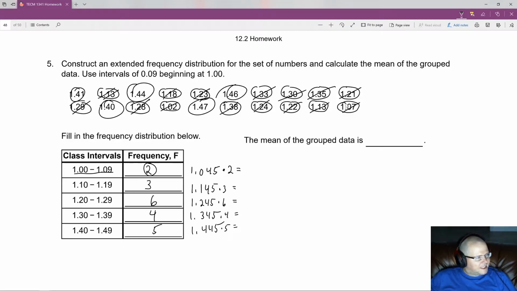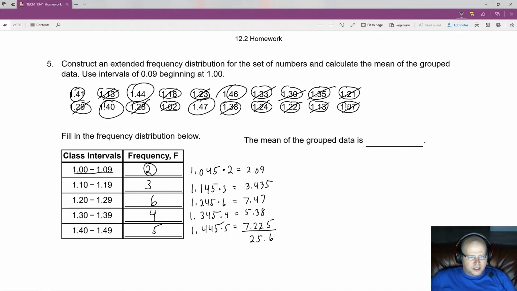Okay, now what that gives you is 2.09. It gives you 3.435, 7.47, 5.38, and it gives us 7.225. And then what we want to do is add all these together. So we're adding all this, the sum of all these, which in this case is going to give me 25.6.